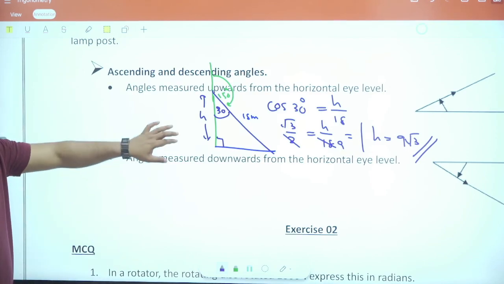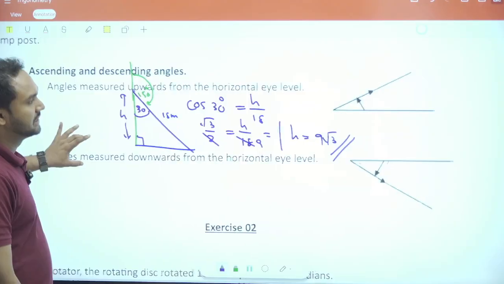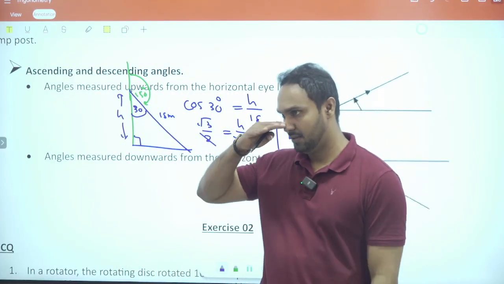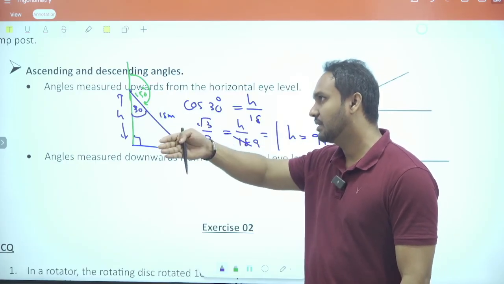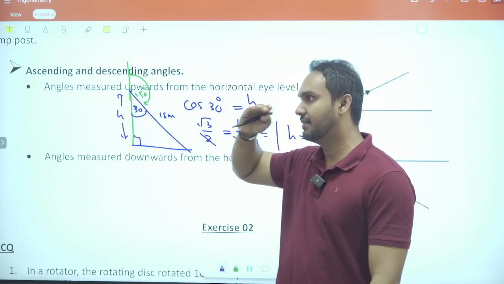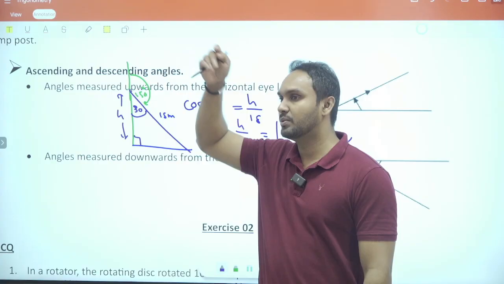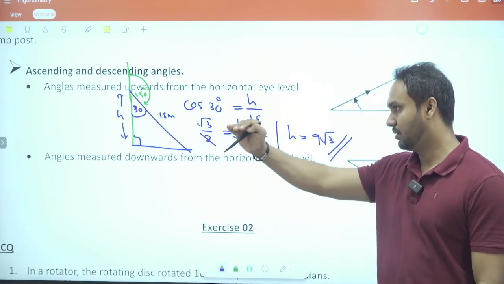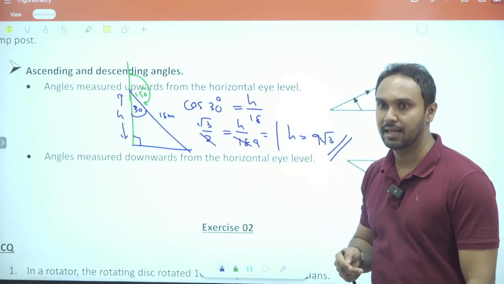Right, so come to the ascending and descending angles, listen. Ascending is going up. There is a horizontal plane, the eye level. Your eye level is the horizontal plane, and the ascending is going up from there, right? That is the ascending angle. From the horizontal plane, the increasing angle towards up is the ascending angle. This is the horizontal plane, this is your eyesight, and going up is the ascending angle, right?